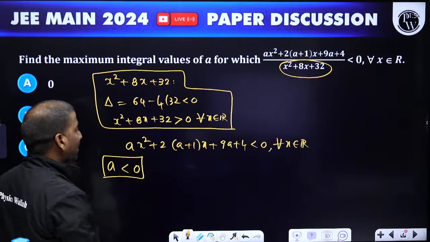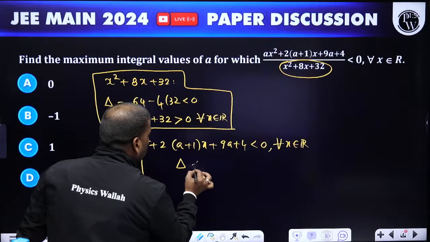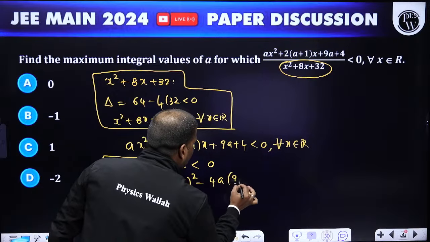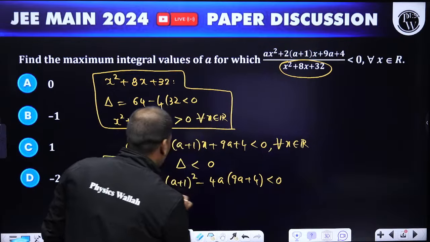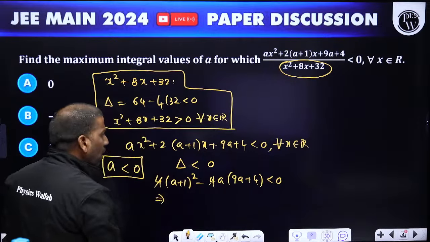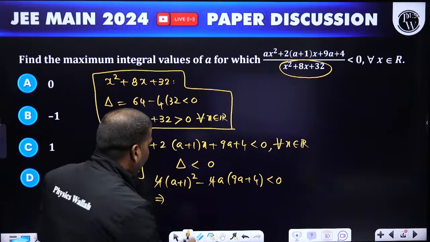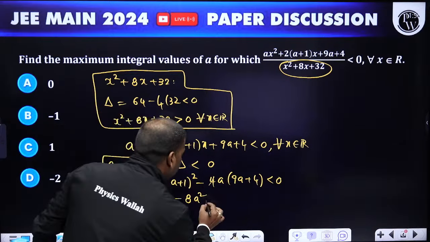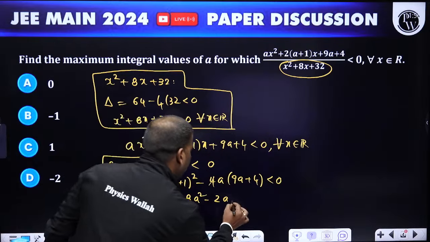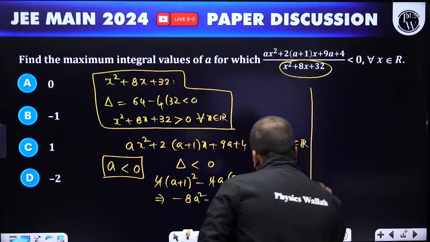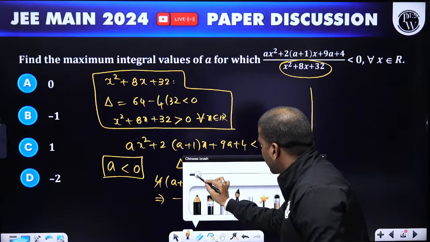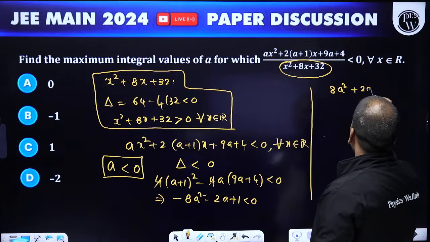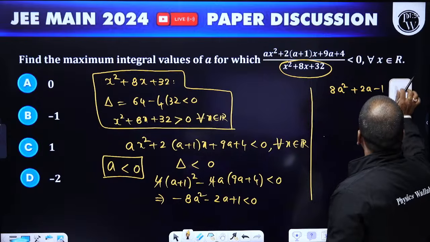So you should not neglect a less than 0. Then the discriminant is less than 0. What is the discriminant? 4 times (a plus 1) whole square minus 4 times a times (9a plus 4), which is less than 0. We can cancel out 4a. Now, 9a square would come here as a square, so minus 8a square; coming to a, here 2a, here minus 4a, so minus 2a; coming to the constant, it's a plus 1, which is less than 0. Then what do you get? We would get 8a square plus 2a minus 1, which is greater than 0.